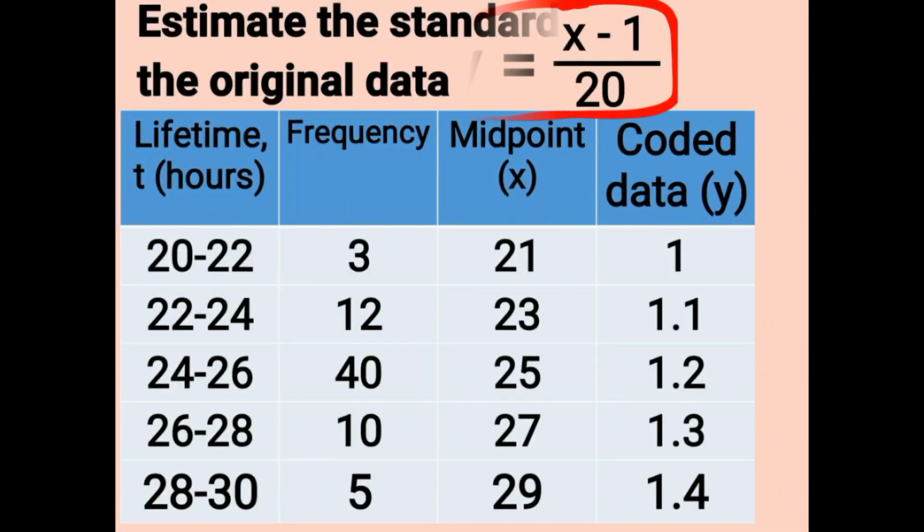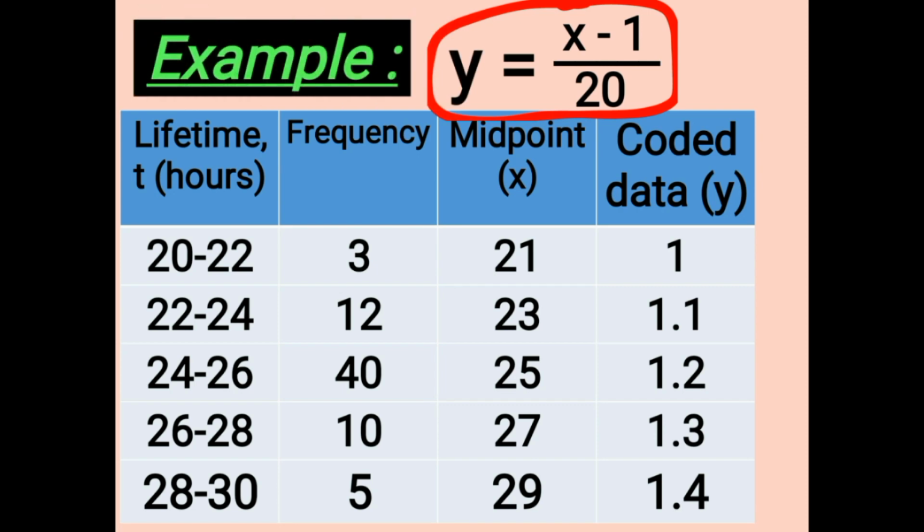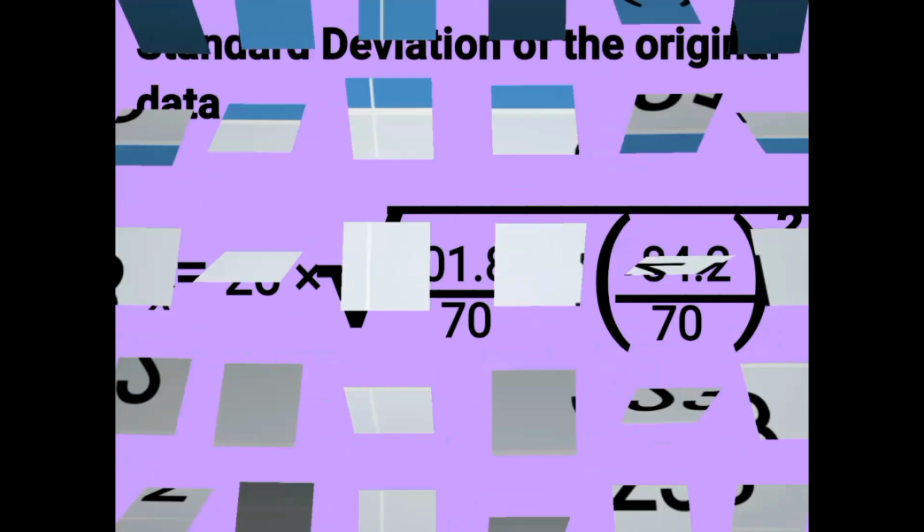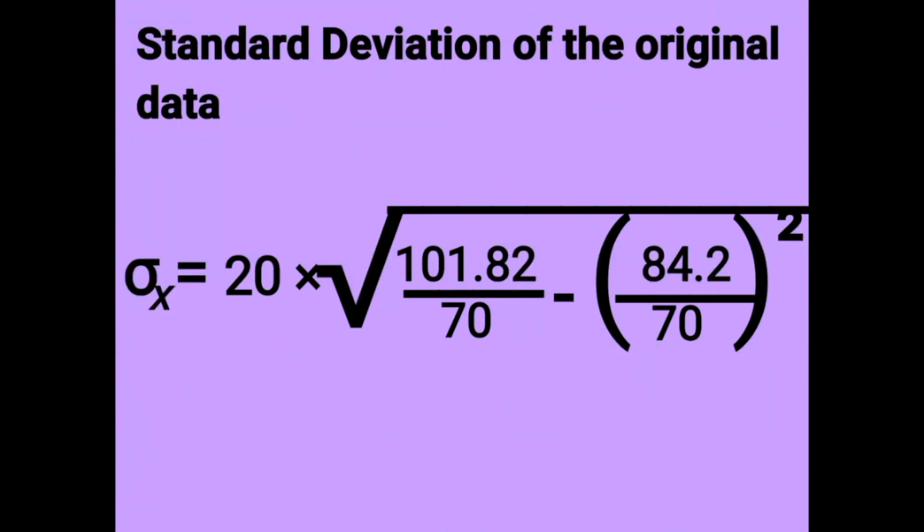Now, estimate the standard deviation of the original data. Since we coded the data using the formula y equals (x minus 1) over 20, the standard deviation of the coded data equals the standard deviation of the original data divided by 20. So, we can easily find the standard deviation of the original data by rearranging this formula. Then, the standard deviation of the original data equals 20 times the standard deviation of the coded data. Then, 20 times the square root of 101.82 over 70 minus (84.2 over 70) squared equals 1.76 hours.